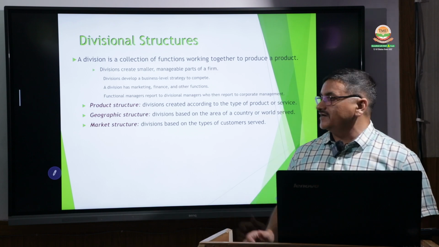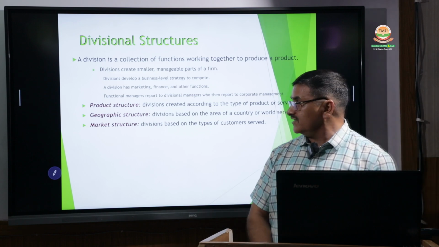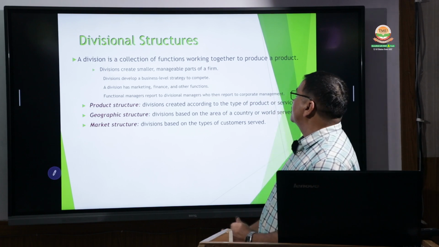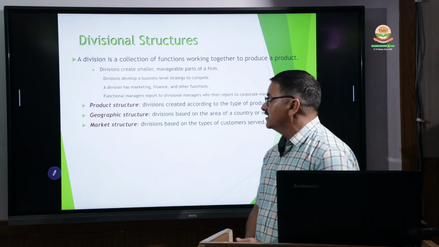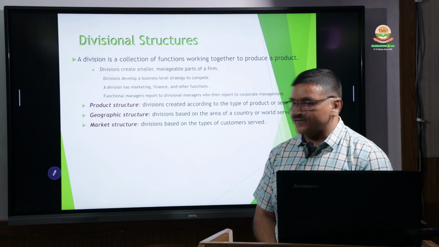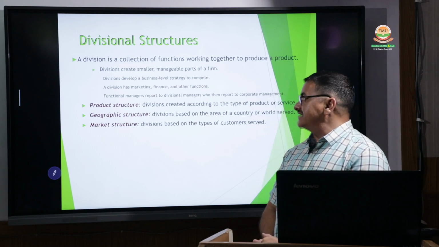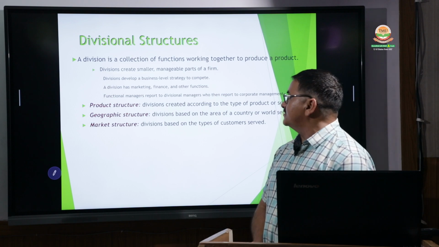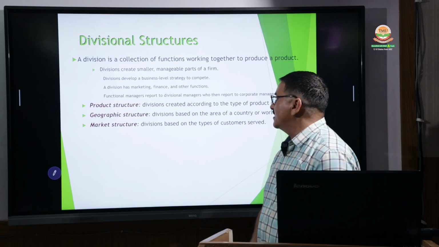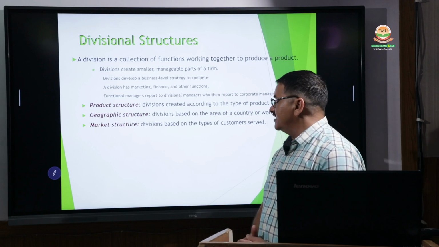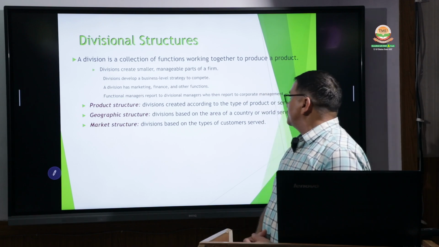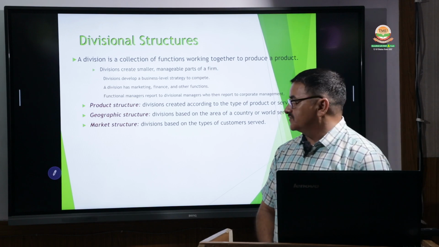Then we have some divisional structures also, which means a division is a collection of functions working together to produce a product. Division creates smaller and more manageable parts of a firm, and divisions develop the business level strategy to compete. A division has marketing, finance, and other functions, and the functional managers report to divisional managers, who then report to the corporate management team.